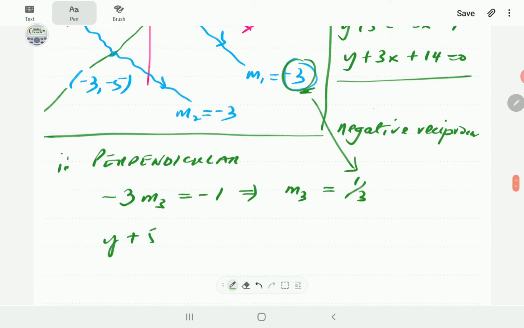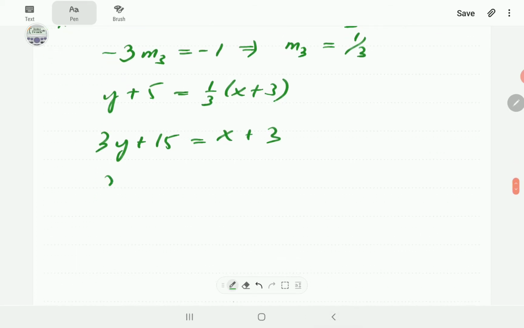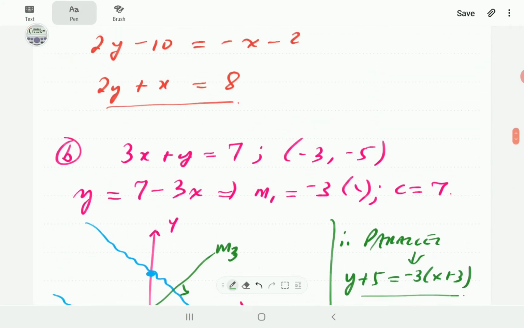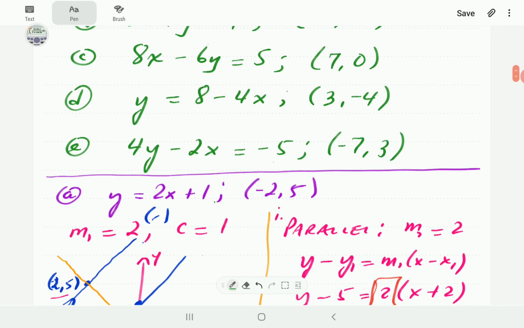So we're going to have y plus 5 is equal to 1/3 into x plus 3. And then again, the 3 we bring to the left hand side, and after that we bring everything to one side. So this is going to be plus 12. Right, I think we're going to do one more before we give you two to try.